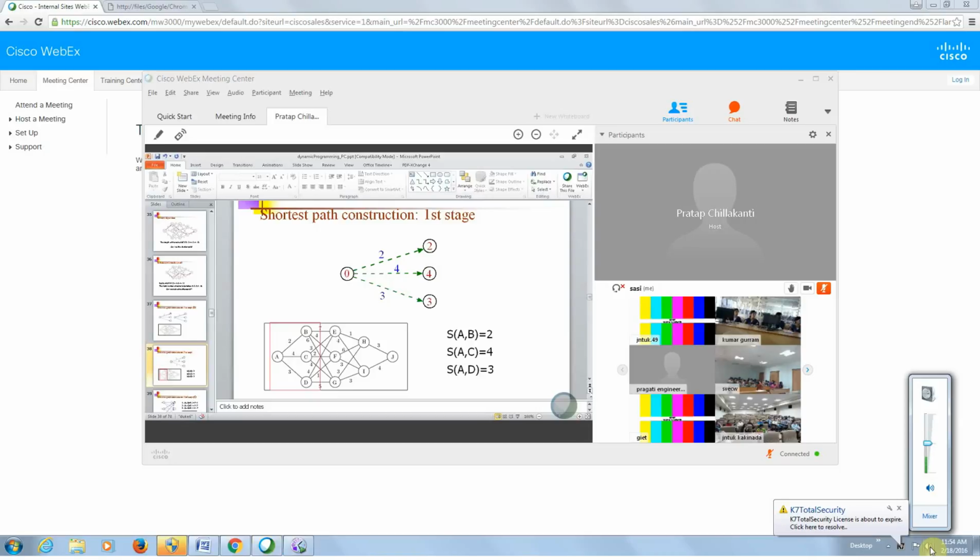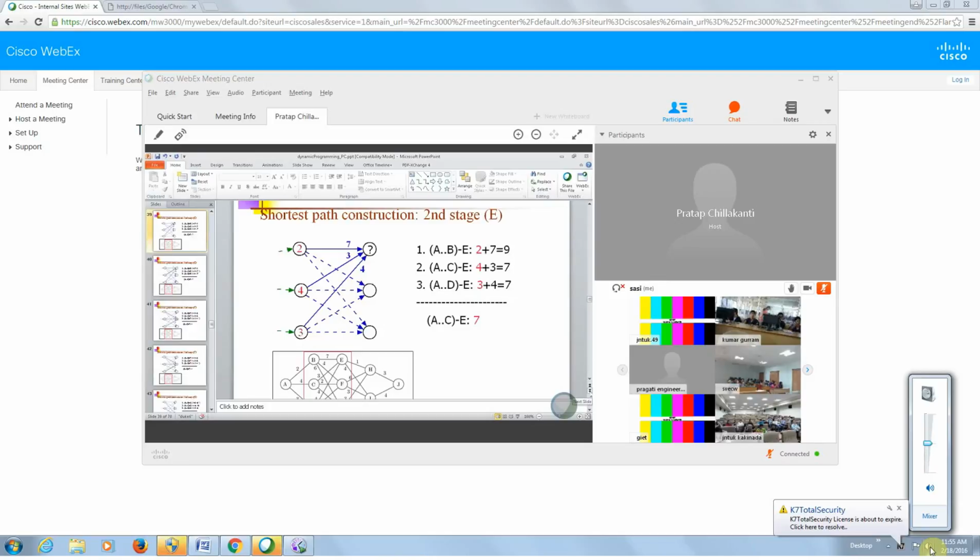Okay? We are computing all pairs. What are we doing here? We are doing all pairs shortest path, right? You are taking all the pairs of A. Pair is nothing but the adjacent in this case. In this particular case, it doesn't have to be like that. So AB is 2, 4 and 3. Okay, you got the first stage.